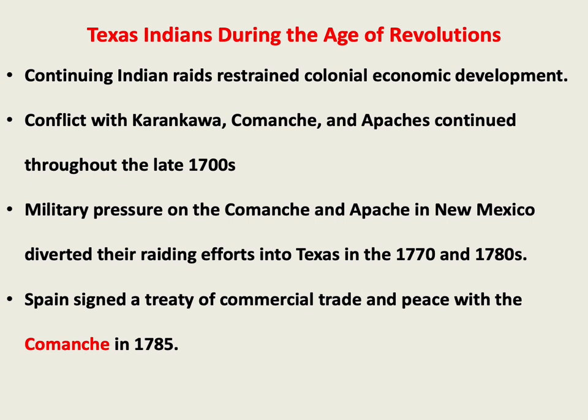Now, the Spanish, as I mentioned before, were more interested at this point in New Mexico than Texas. So the Spanish military succeeded in pushing many of the Comanche and Apache from New Mexico, and that tended to push them into Texas. And finally, in 1785, the Spanish government managed to reach a peace agreement with the Comanches, and this peace agreement lasted some 40 years.